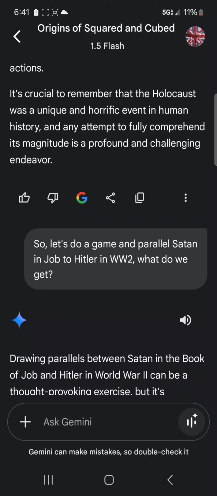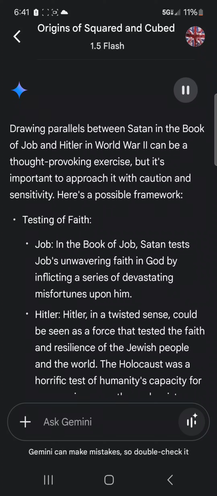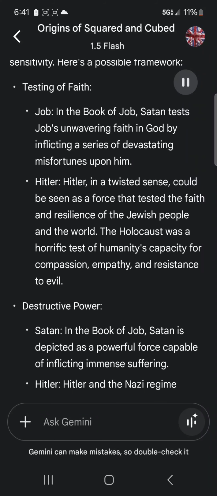So let's do a game and parallel Satan in Job to Hitler in World War II. And what do we get? Drawing parallels between Satan in the book of Job and Hitler in World War II can be a thought-provoking exercise, but it's important to approach it with caution and sensitivity. Here's a possible framework. Testing of faith. Job. In the book of Job, Satan tests Job's unwavering faith in God by inflicting a series of devastating misfortunes upon him. Hitler, in a twisted sense, could be seen as a force that tested the faith and resilience of the Jewish people and the world. The Holocaust was a horrific test of humanity's capacity for compassion, empathy, and resistance to evil.